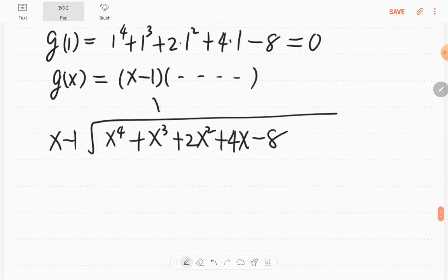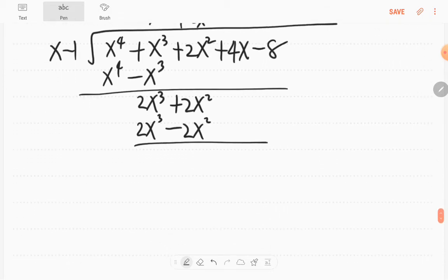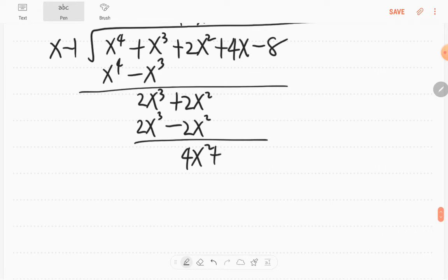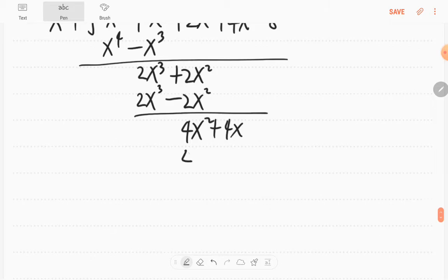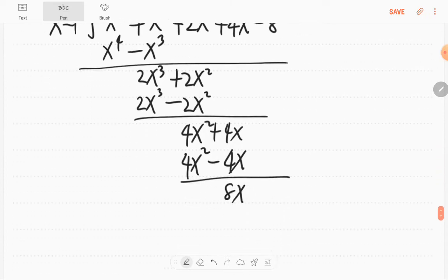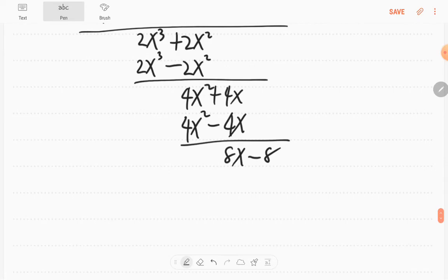So you will have x cubed, and x to the fourth minus x cubed. So this is 2x cubed plus 2x squared. So this is 2x cubed minus 2x squared. So this is 4x squared plus 4x. So this is 4x squared minus 4x. So it becomes 8x minus 8. So this is 8x minus 8, which is equal to 0.